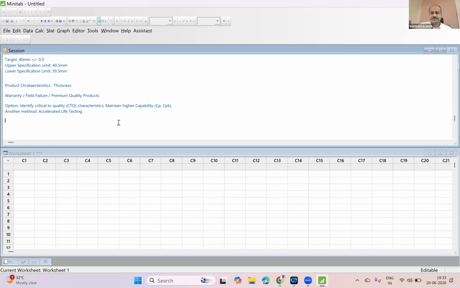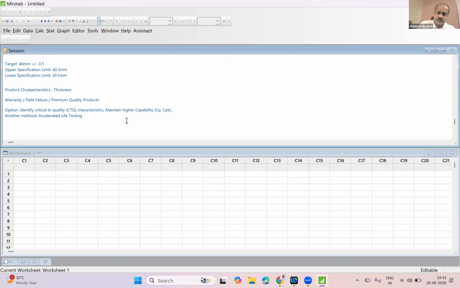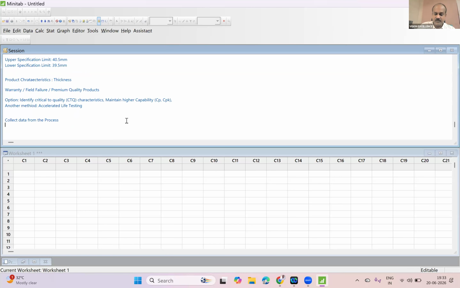Good. So in order to calculate the CP/CPK, these inputs are required. The target is required, upper spec is required, lower spec is required. Now, from the process, collect data from the process, then you calculate the process mean and process standard deviation. Are you comfortable with all these terminologies, all of you?